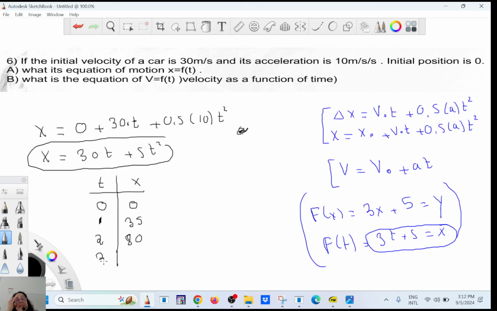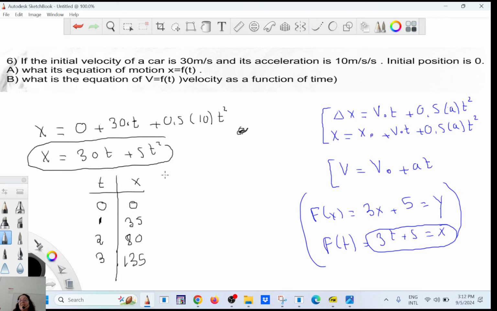And t equals 3. So 3 times 3 is 9. 9 times 5, 45. 45 plus, thank you. And so forth and so on.